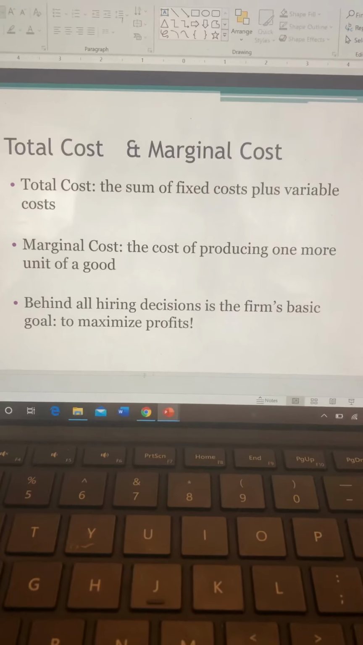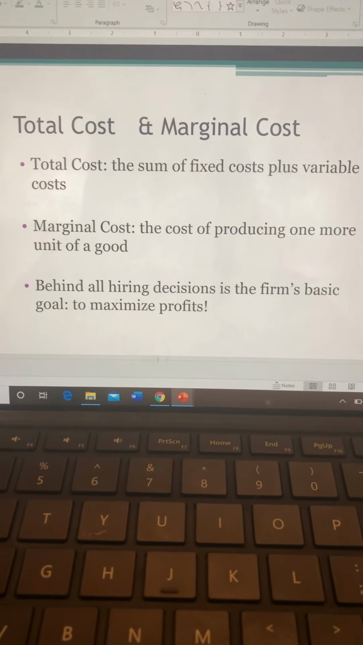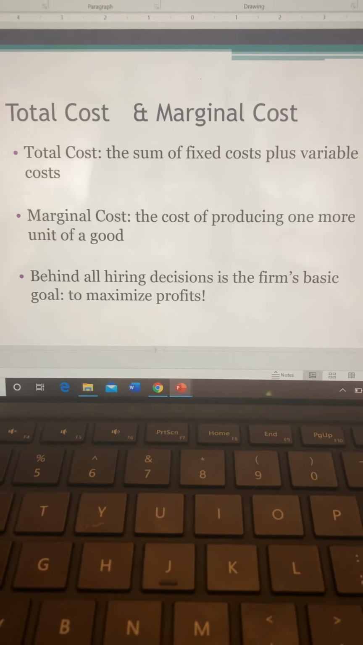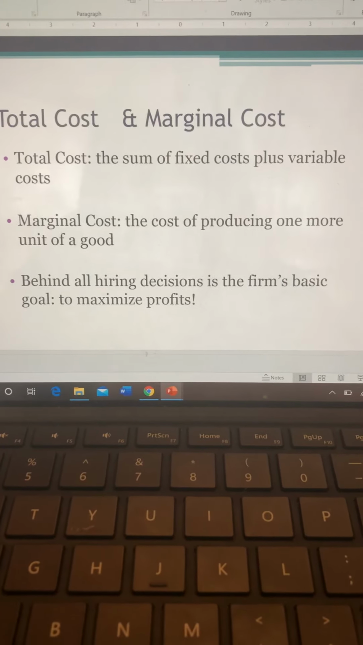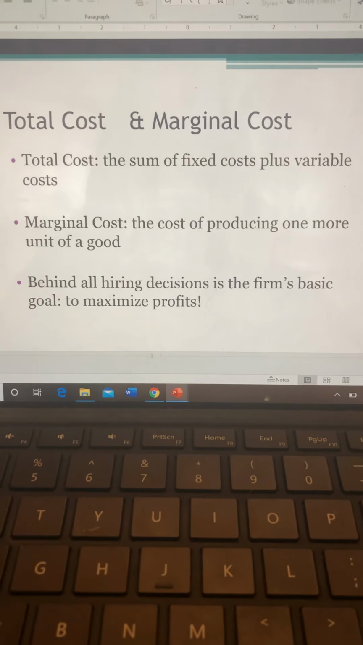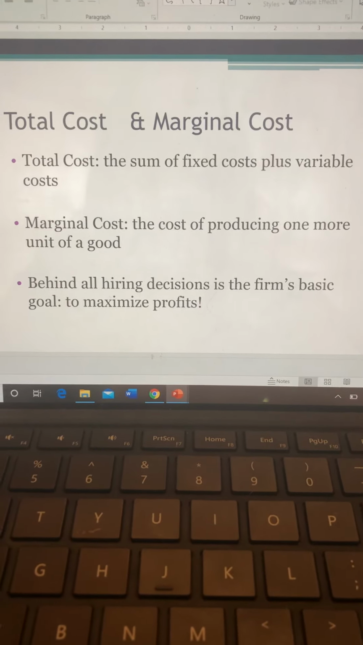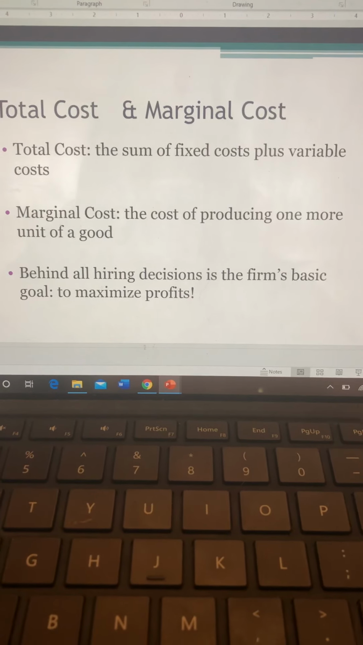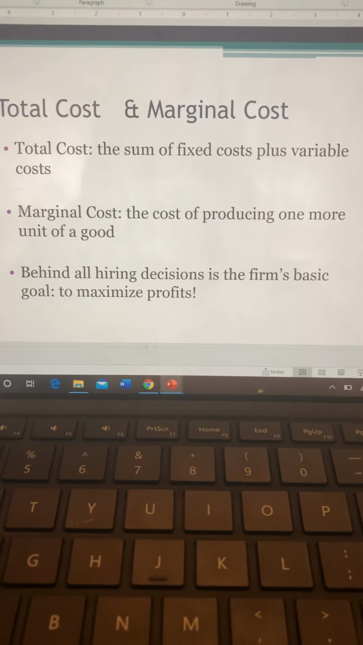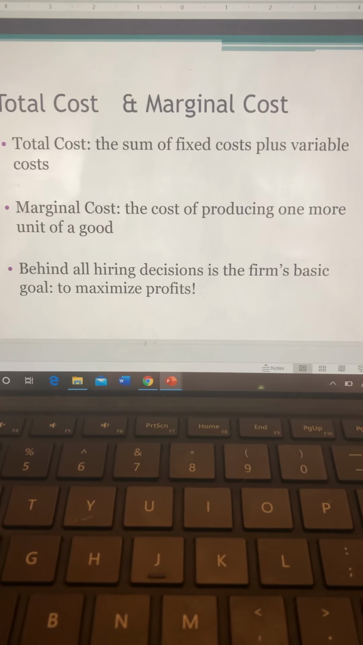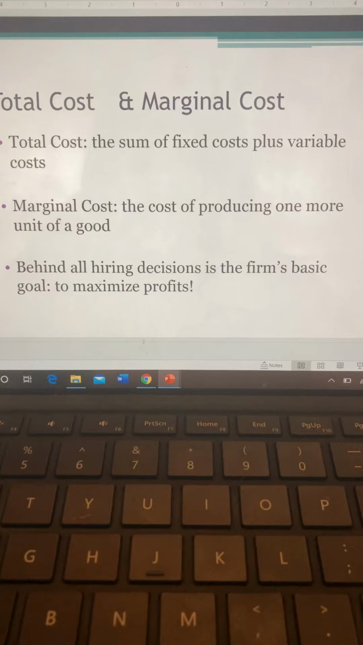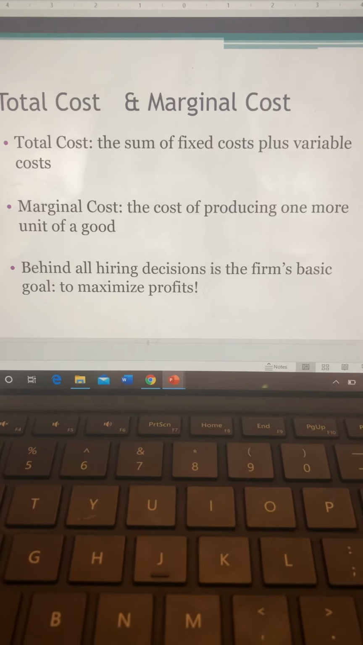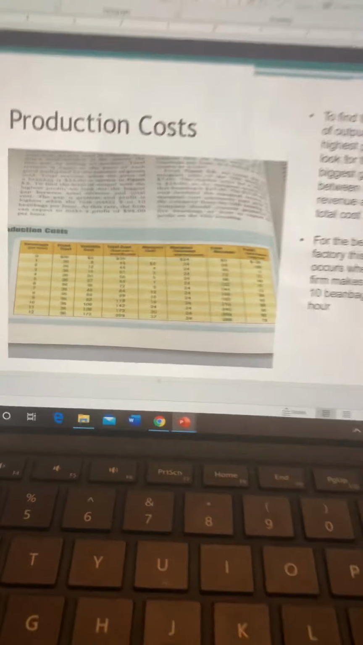If you're trying to find the total cost of your business, you have to add both of those up. Again, I'm not trying to get into the minutia of all these formulas. It's simply the sum of the fixed costs plus variable costs. And then the marginal cost is the cost of producing 1 more unit of a good. So how much does it cost me to produce that 1 extra beanbag? Behind all hiring decisions is the firm's basic goal to maximize profits.